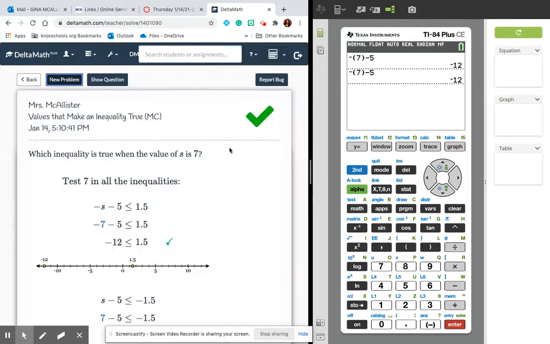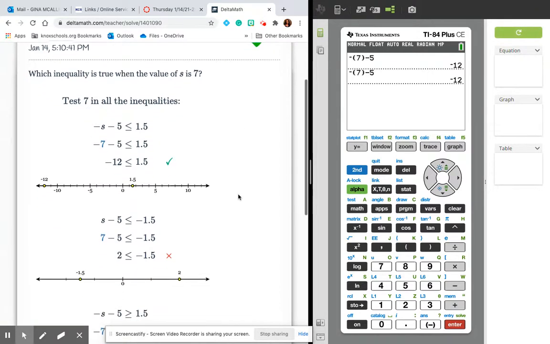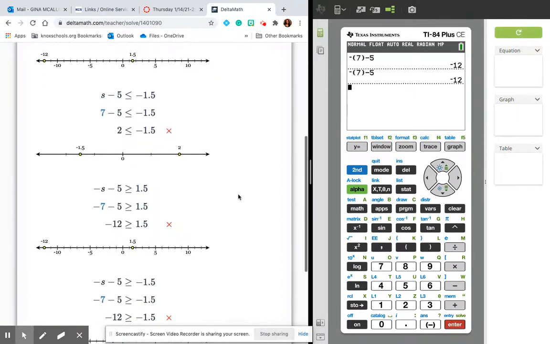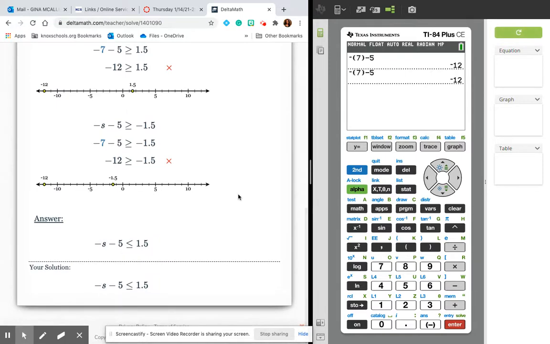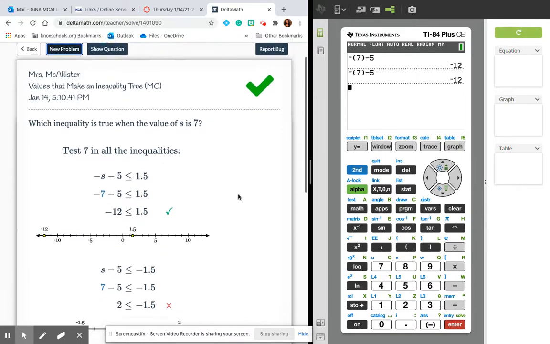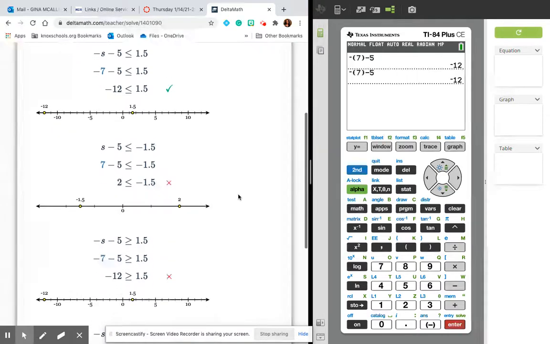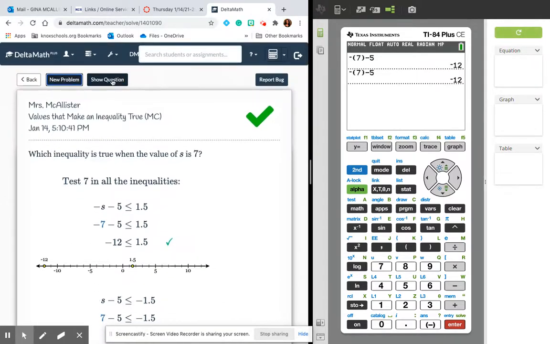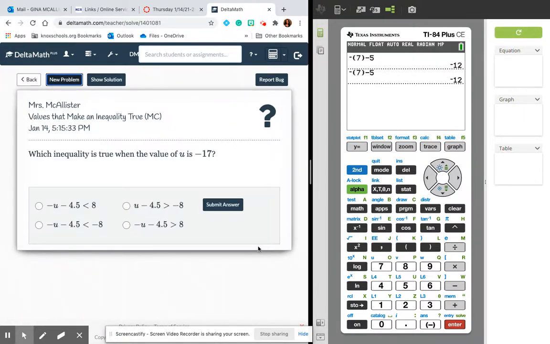Yes, I'm going to submit. We got it right. If you get it wrong, take the time to look at this and see what happened. So this work page shows every one of them and shows how they get worked out. So make sure to use that. Okay, next problem. One more, and then you guys can do it.